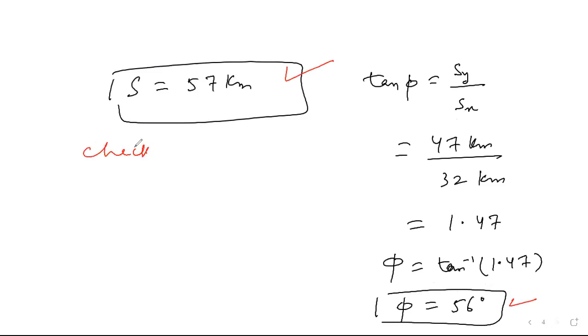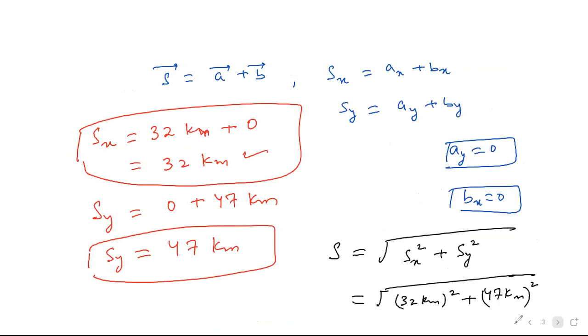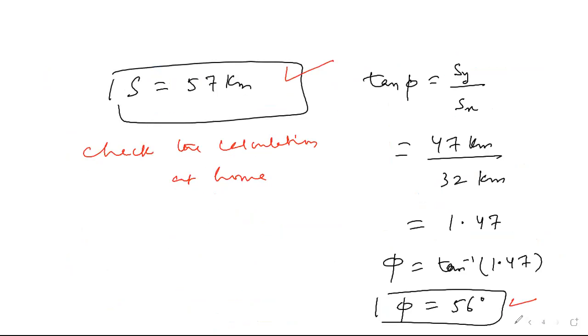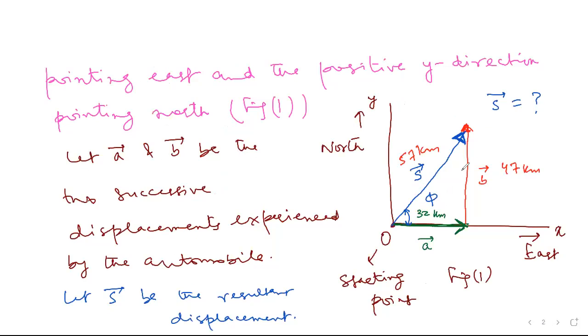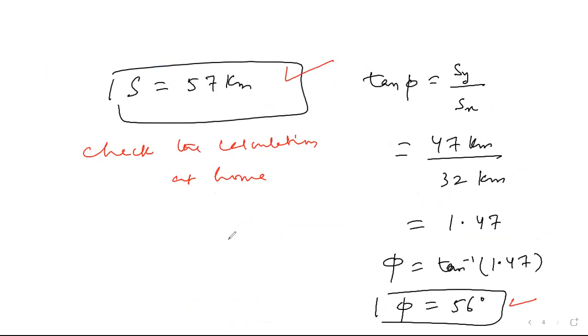Check, as always, check the calculation at home. So in this figure, this is 57 kilometer long vector, 57 kilometer, and phi is 56 degrees. It is 56 degrees, right?